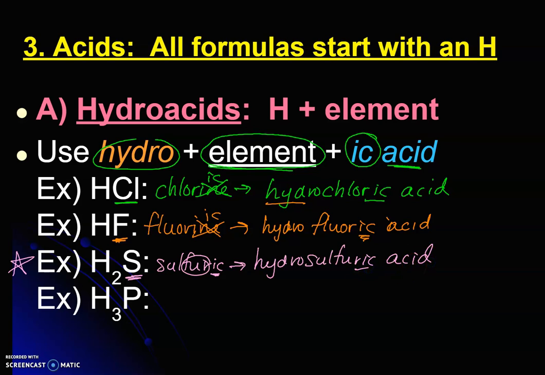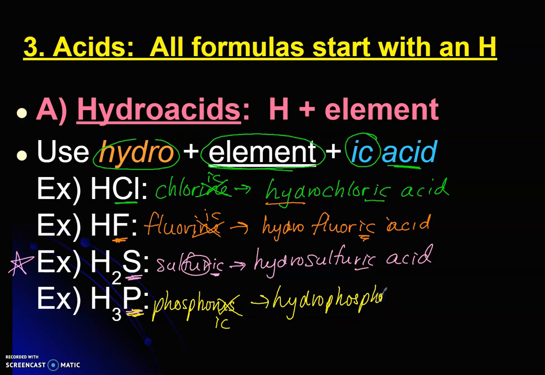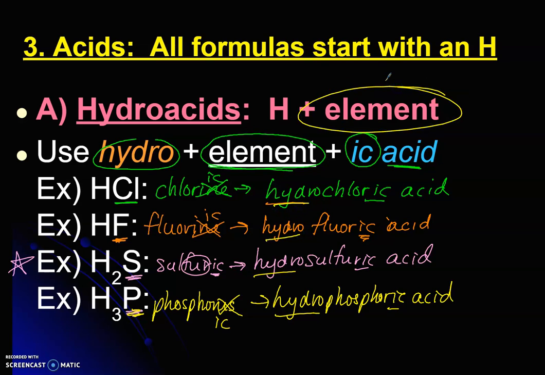And then lastly, we have H3P. P is going to be phosphorus. So we're going to change that and make it phosphoric. So hydrophosphoric acid. All right, so the hydro prefix means it's just going to be H and an element.